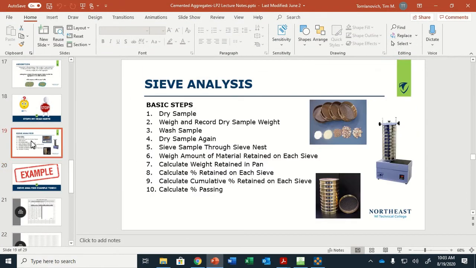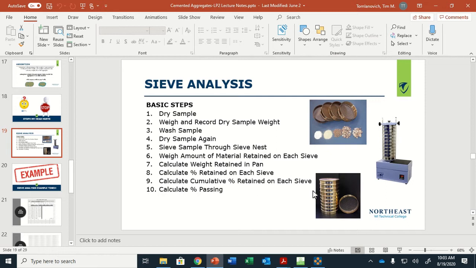Let's talk about a sieve analysis. Sometimes they call it a gradation. Basically, we call it a gradation curve. This is the most useful engineering property for aggregates and soil mechanics. We can define our aggregates very well, and we can base a lot of our engineering properties off of this.